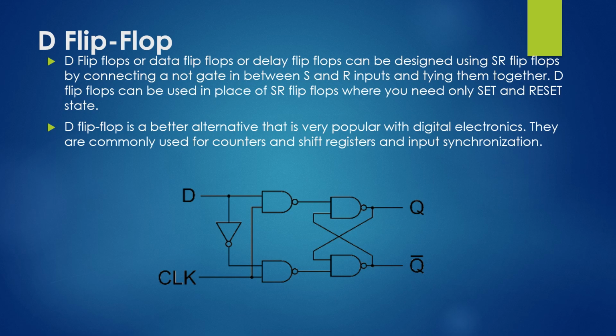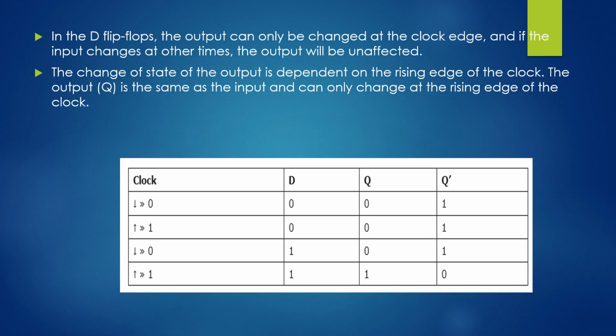In the logic circuit given here, D and clock are the inputs, and Q and Q dash are the outputs. The output can only be changed at the clock edge. If the input changes at other times, the output will be unaffected. The change of state of the output depends on the rising edge of the clock. The output Q is the same as the input D, and can only change at the rising edge of the clock. The clock value and D value are given here, and according to that, Q and Q dash will be set.